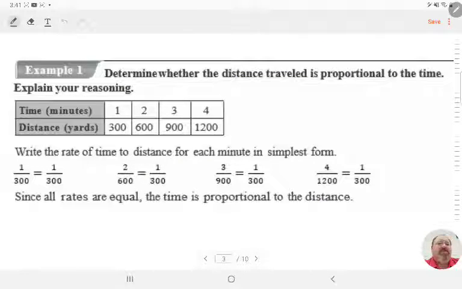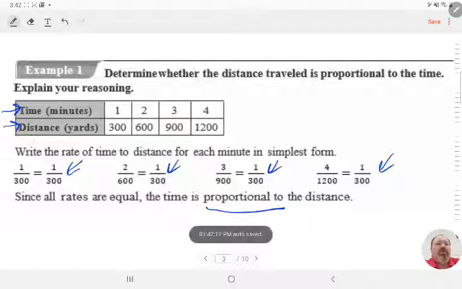So let's look at this. Determine whether the distance traveled is proportional to the time. So we have time and we have distance. And we have 1/300 would simplify down to 1/300. 2/600 would simplify down to 1/300. 3/900 would simplify down to 1/300. And 4/1200 would simplify down to 1/300. So since they are all simplified down to the same fraction, they would be proportional. Okay?